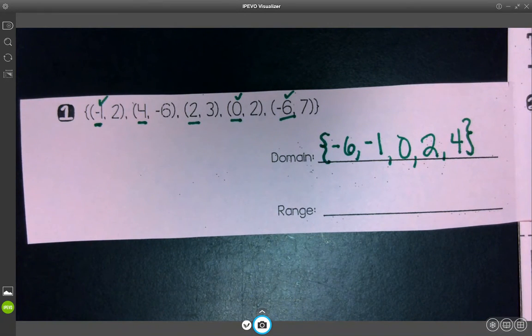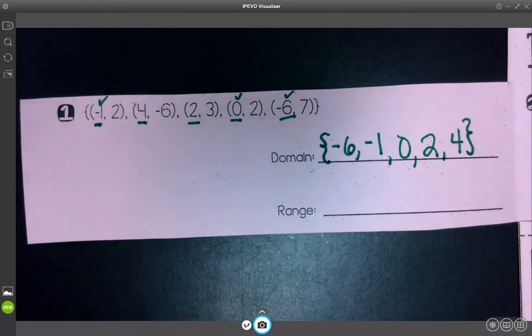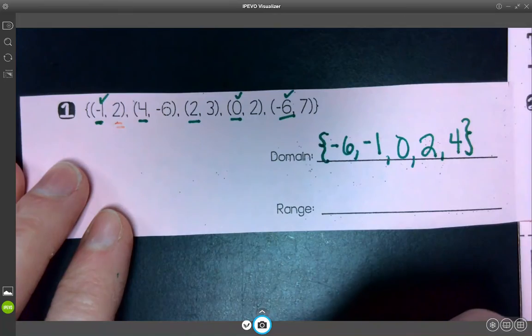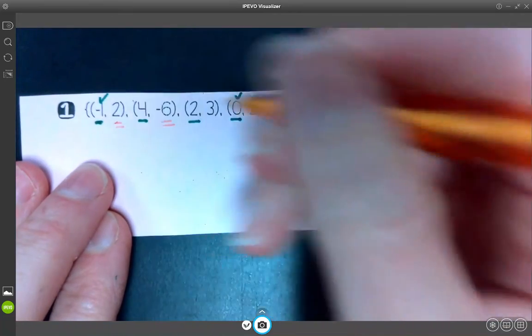So then we need the set of all Y values for the range. So let's put 2 lines underneath the Y's.